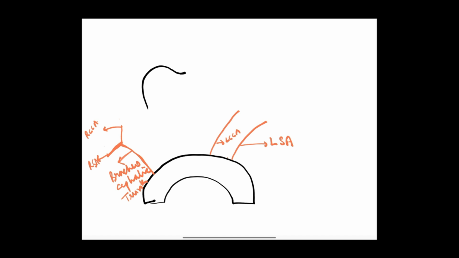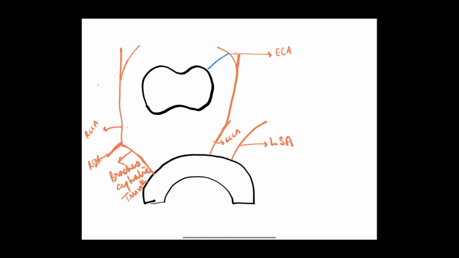Suppose this is our thyroid gland, and this is the left common carotid artery. This is the right common carotid artery. The left and right common carotid arteries give rise to a branch called the external carotid artery. From the external carotid artery, from both the left and right sides, an artery enters the thyroid gland superiorly and supplies the thyroid gland. This is the superior thyroid artery.